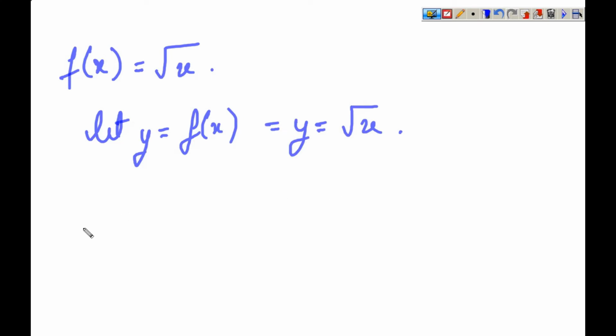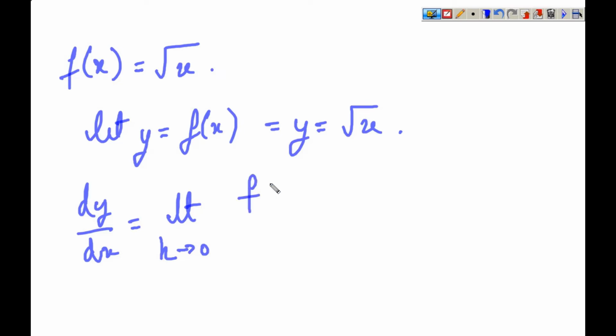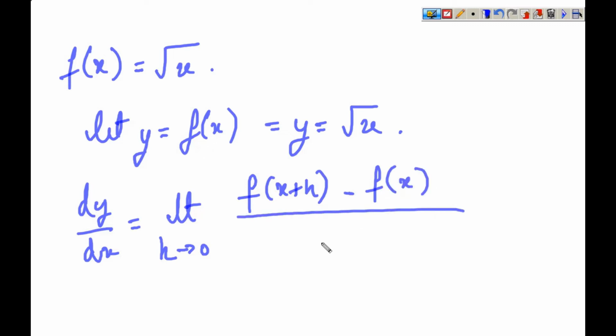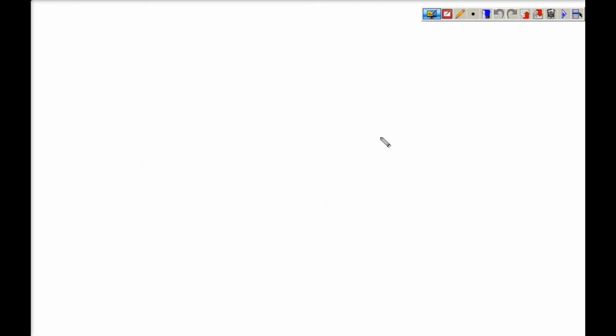So we know that to find the derivative of a function using limits, dy by dx, or the derivative, is equal to the limit as h approaches 0 of f of x plus h minus f of x, divided by h. So here I can just put those values and let's see what we get.